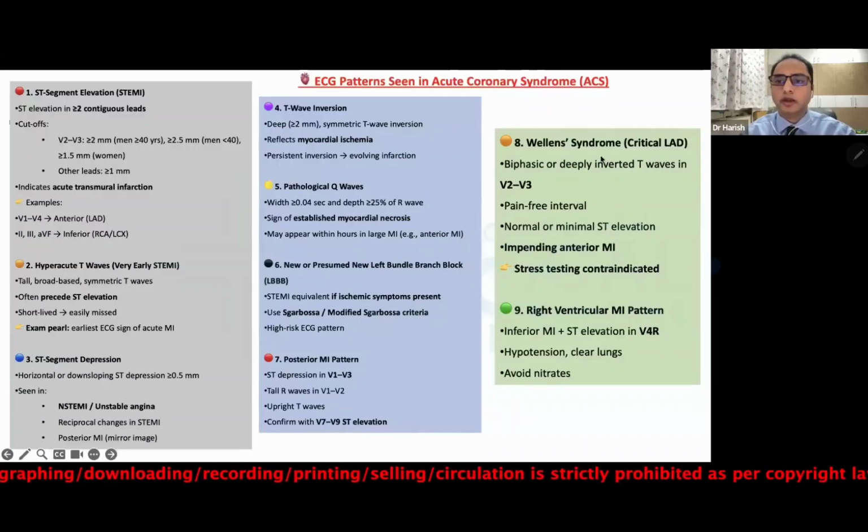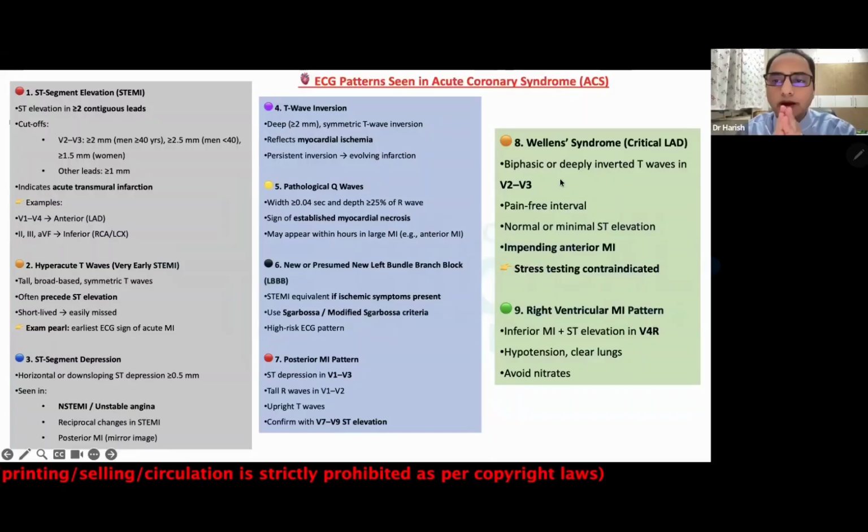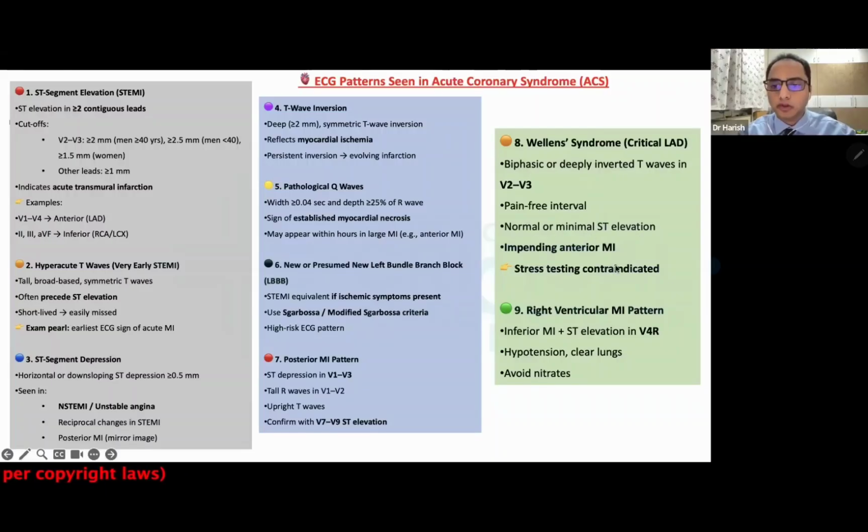Then we have something called critical LAD, that is Wellens syndrome. It shows biphasic or deeply inverted T waves in V2 to V3. A pain-free interval will be there, with normal or minimal ST elevation. It is an impending MI. Stress test is contraindicated, because if you subject the person to stress, you might have a full-fledged STEMI and a cardiac arrest.